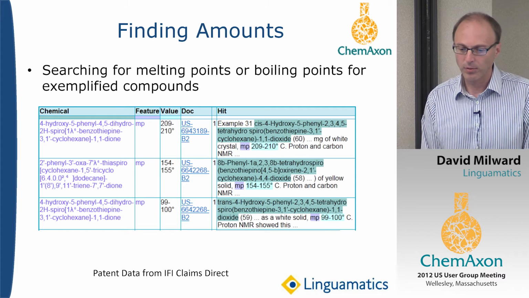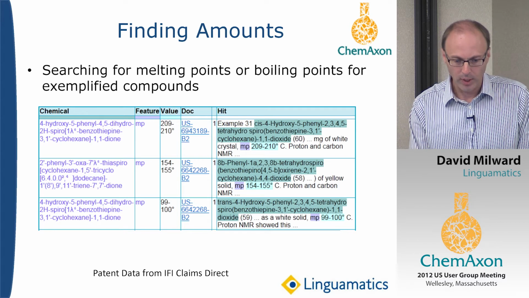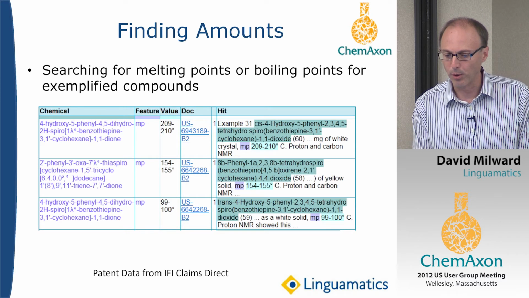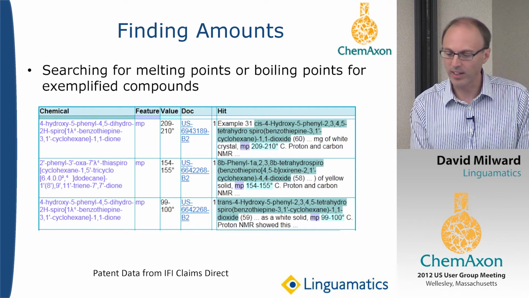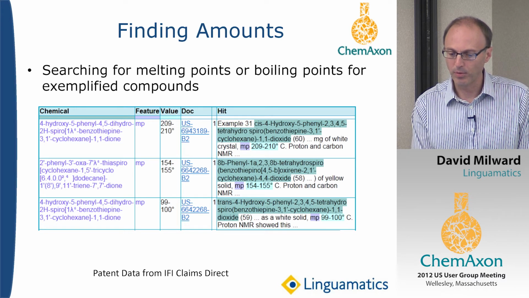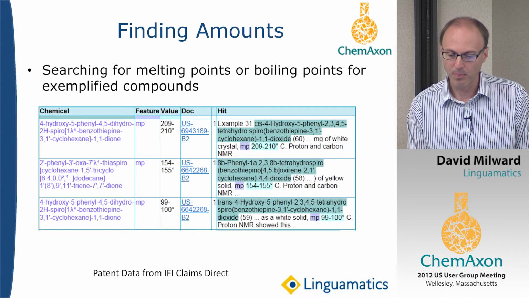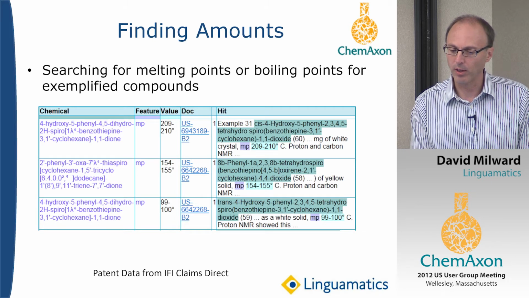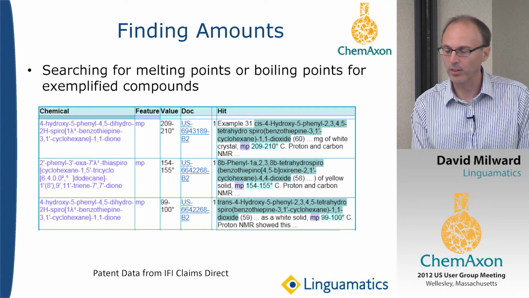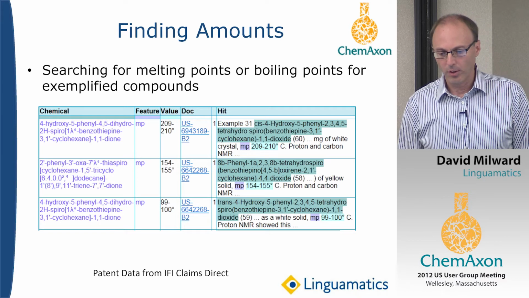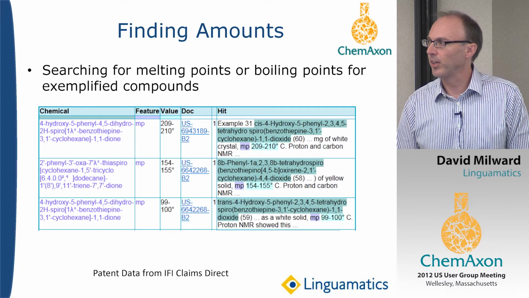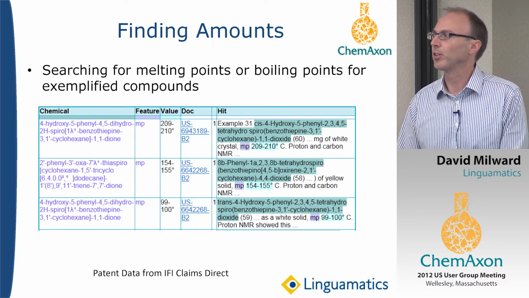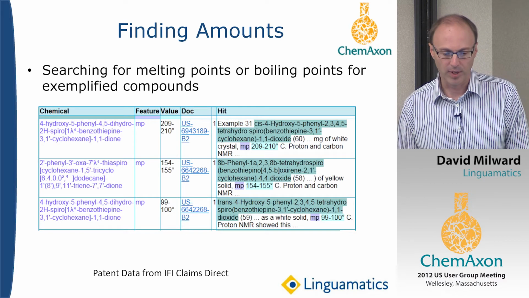So if we're interested, for example, in amounts, we can look for things like melting points or boiling points. We can look within the text for the melting point here. We found a particular amount here. And we're actually looking at a particular region of text. We're looking for not just the melting point within the same sentence, but effectively here we're looking for it in the particular section talking about that particular exemplified compound.